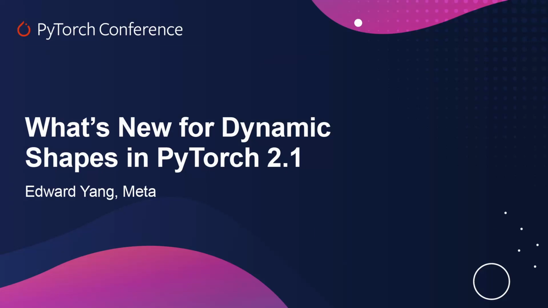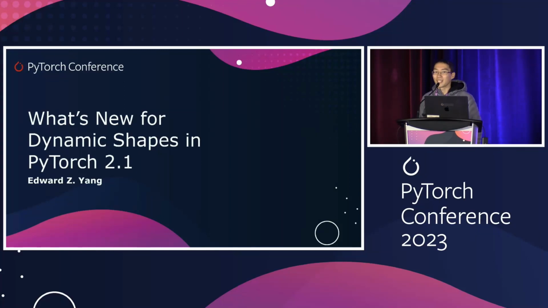We're starting a little late, but I'll try to get through everything so you can ask me questions. So, hi, everyone. My name is Edward. I want to tell you all about what's going on with dynamic shapes in 2.1. I would love to roam around the stage, but I can't, so I'm stuck here today for the mic.